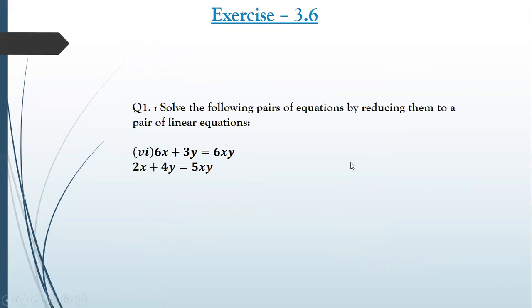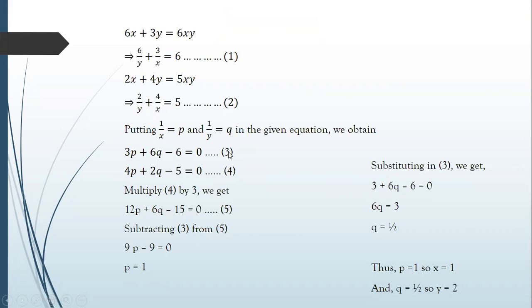Now we have to solve 6x plus 3y equals 6xy. There is a product on the right hand side. So for this kind of question, we are going to divide first of all throughout by xy. So 6 by y plus 3 by x is 6. For the other one, 2 by y plus 4 by x is 5. Now, again, we'll substitute 1 by x as p, 1 by y as q. So we'll get the equations 3 and 4. Solving the equations, we get p as 1, q as 1 by 2.